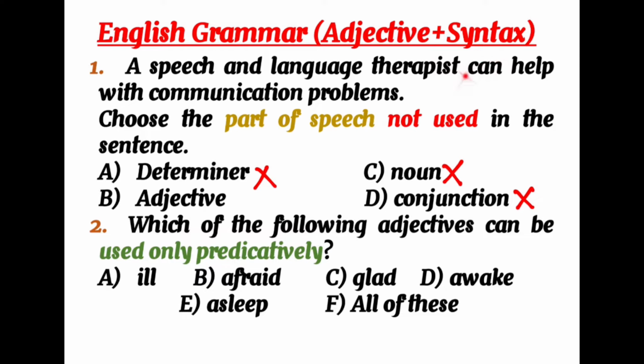Can is an auxiliary verb, modal auxiliary. Help is a main verb here. With is a preposition, but preposition is nowhere in the options. Communication is again a noun. Problems, noun, right? Now traditional grammarians will also say that speech and language, these two words function as adjectives because they are modifying therapist.